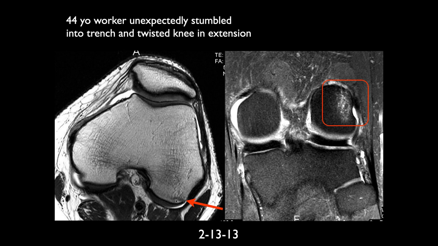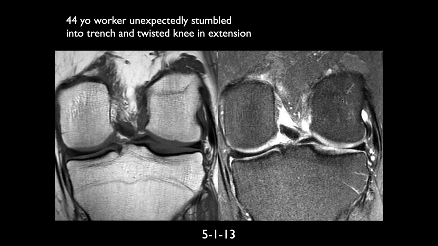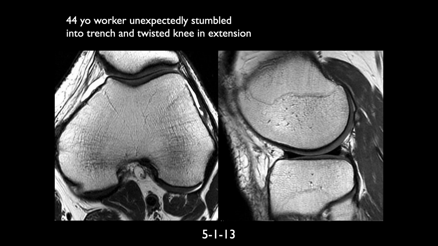If we go here, also sagittal images on 2/13/13, where we can see this subchondral fracture, probably from a traction type injury based upon what he described the mechanism to be. He was treated conservatively, and a few months later, we repeat the MR scan, and you can see that basically everything is healed, even the medial collateral ligament tear.